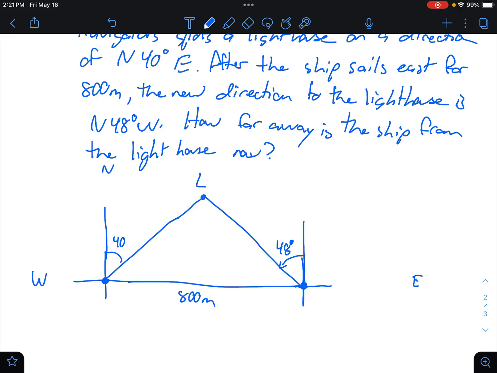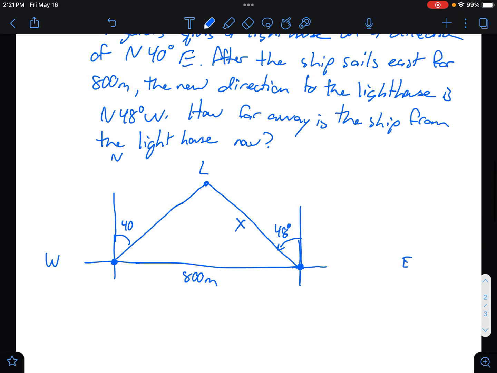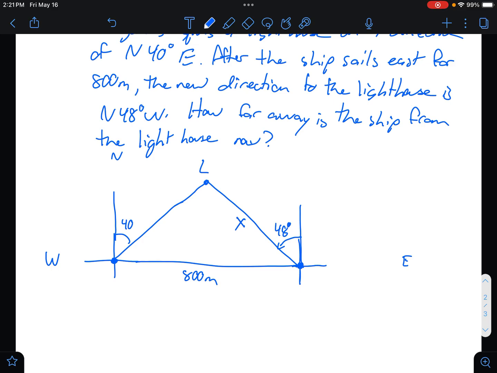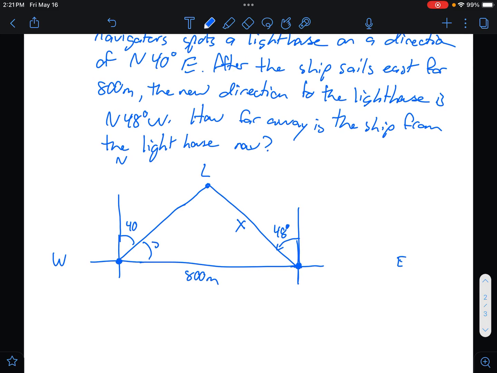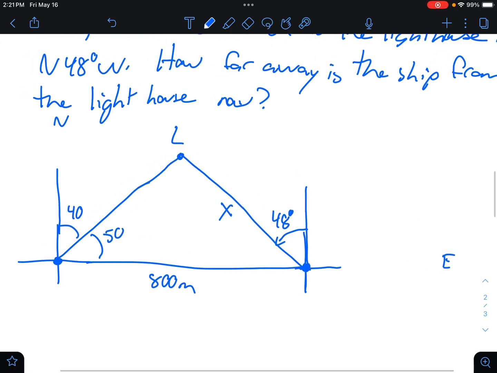So we're asking how far away is the ship from the lighthouse now? So the end position is on the right. So what I need actually is this length right here. I'm not going to solve it, but what you essentially would do here is go 90 minus 40, sorry, not 180, 90 minus 40. This ends up being 50 degrees, okay? On the right-hand side here, you'd have to go 90 minus 48 to figure out this internal angle here. This internal angle ends up being 42.